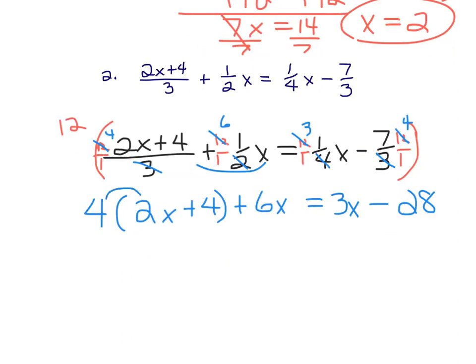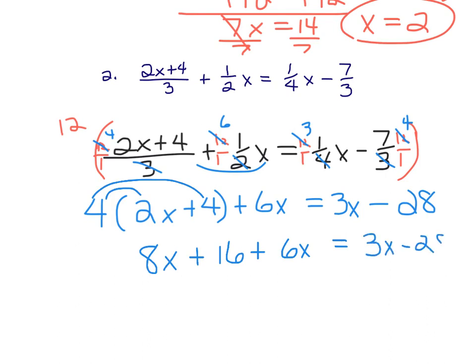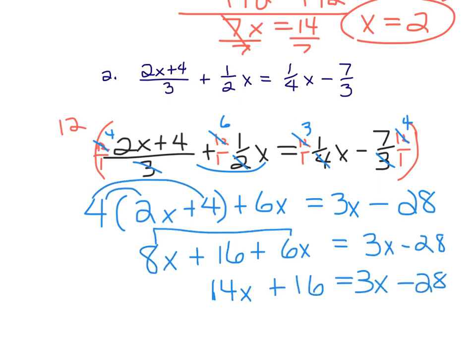So I'm going to distribute the 4 to the 2x and the 4 to the 4, giving me 8x plus 16 plus 6x equals 3x minus 28. I'm now going to simplify that left side. I'm going to add together the 8 and the 6, giving me 14x plus 16 equals 3x minus 28.